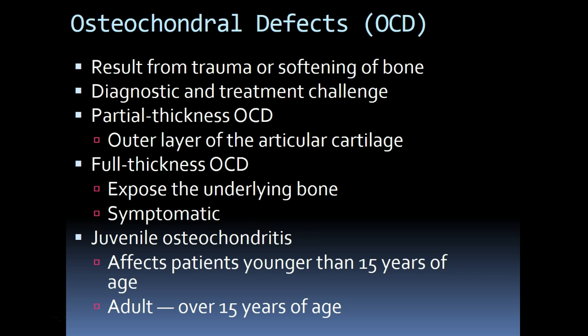So osteochondral defects are defects that can occur to the articular cartilage and the bone. If it occurs to the bone, you may also have fragmented parts circulating throughout the knee, and that can cause problems as well.